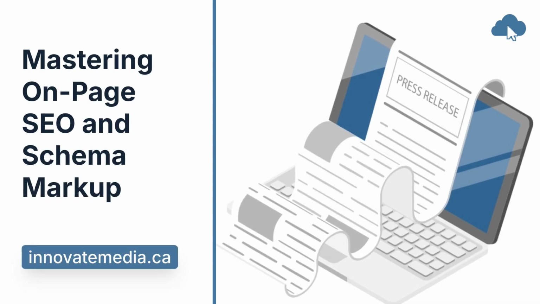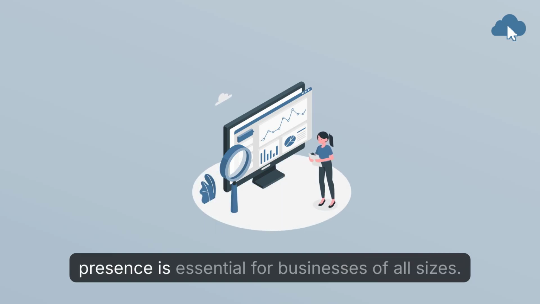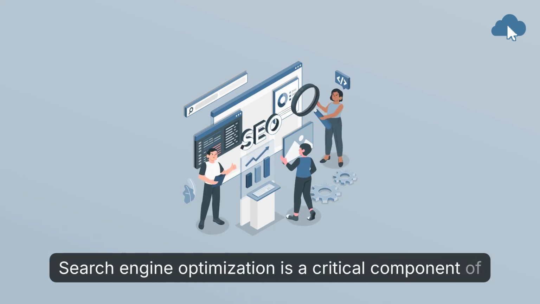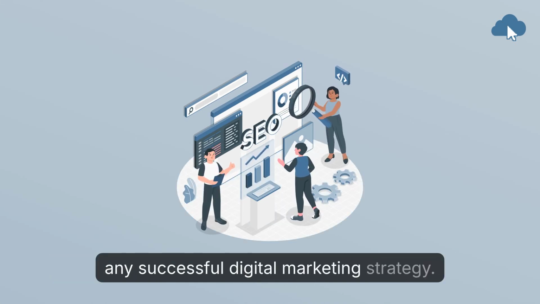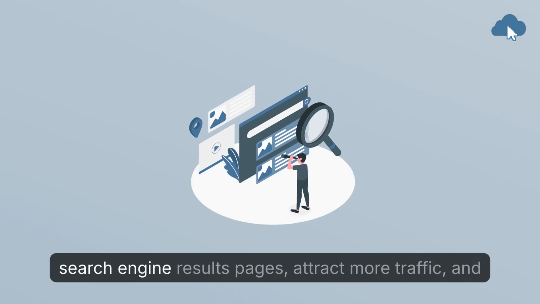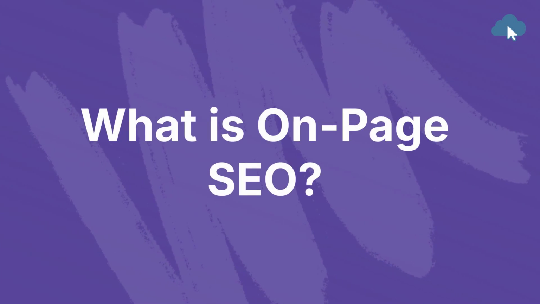Mastering on-page SEO and schema markup. In the digital age, having a robust online presence is essential for businesses of all sizes. Search engine optimization is a critical component of any successful digital marketing strategy. It enables businesses to improve their visibility in search engine results pages, attract more traffic, and ultimately increase sales and revenue. What is on-page SEO?